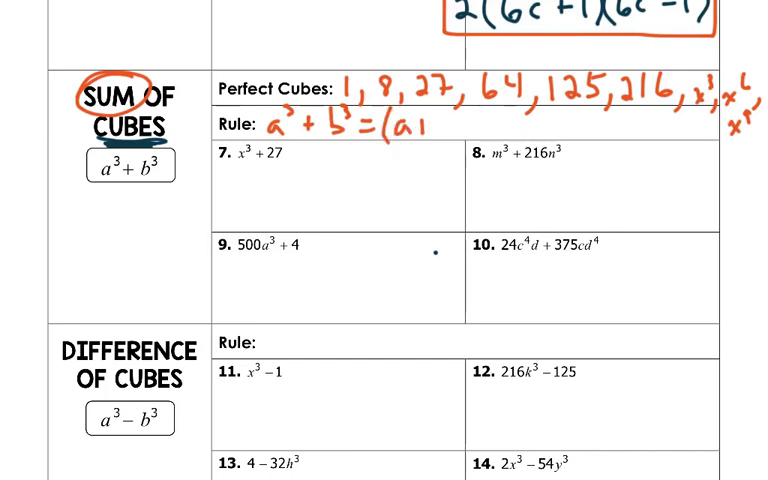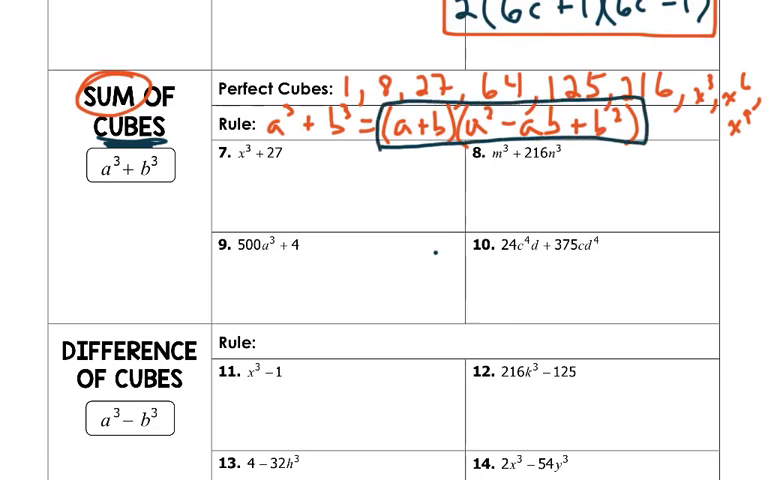A plus B times A squared minus AB, and then plus B squared. All right. So this is the formula that we need to use here. But again, what do we need to find? We need to find what A and B are. So they're hidden inside of the problem. So let's look at number 1 here.